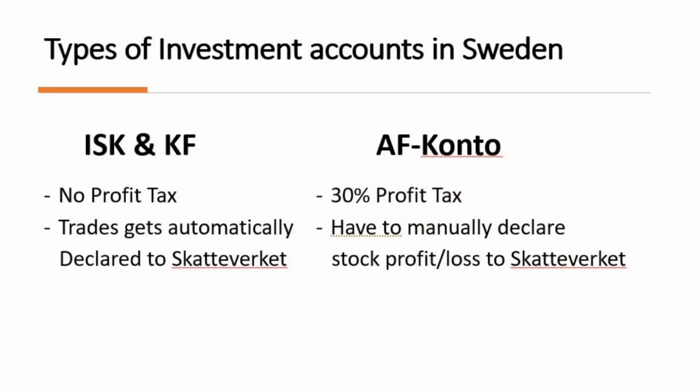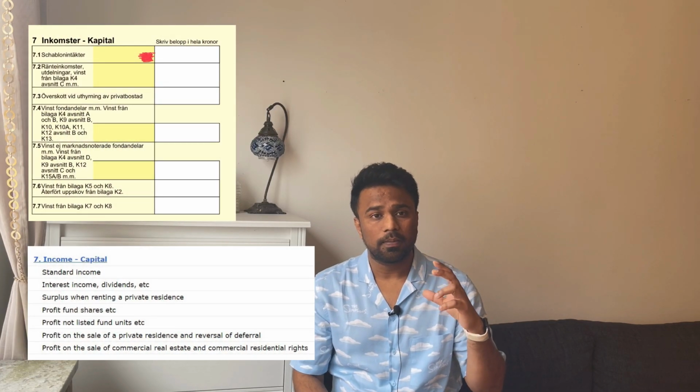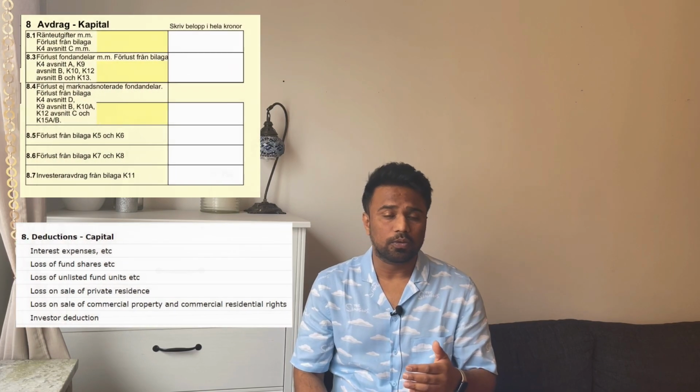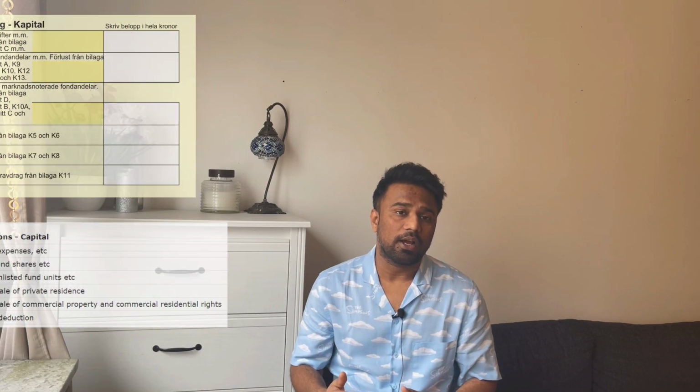But apart from that, if you own some shares or stocks or mutual funds in an account called an AF account, then you need to manually declare all your profits and all your losses on a form called K4. Once you file that K4 form on Skatteverket, because you need to enter every stock manually, how many units you have purchased, how much you have sold, what was the profit or what was the loss after selling that, all this will be computed and then it will appear in the respective section. If you have made a profit, it will come in a subsection of the 7th section, and in a subsection of section 8 there is also a space which will have the losses from that.